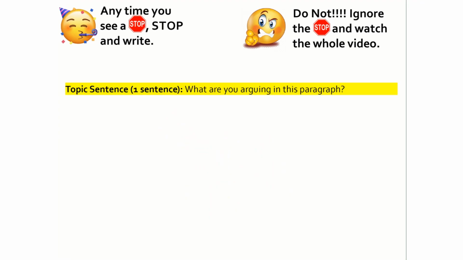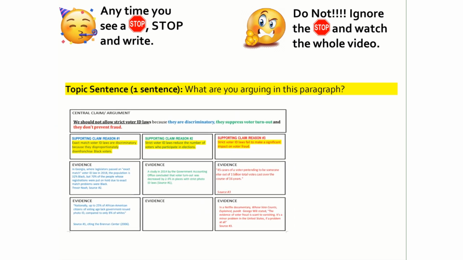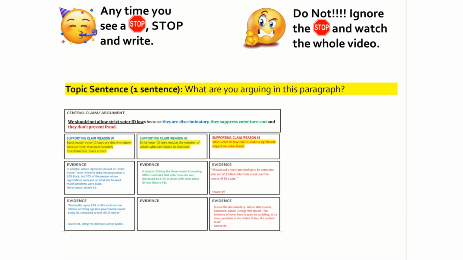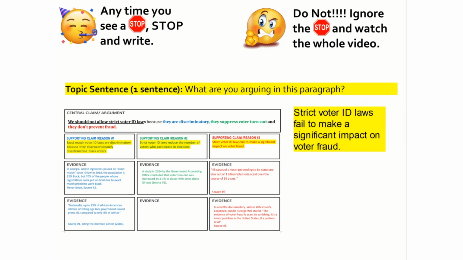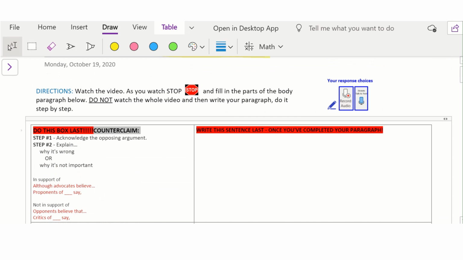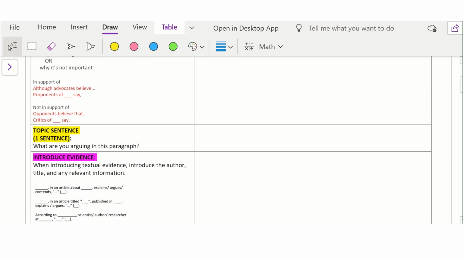So the next step is to write your topic sentence. What are you arguing in this paragraph? You've already written the sentence. It is the reason that you chose. So mine is, strict voter ID laws failed to make a significant impact on voter fraud. Let me show you where you're going to write that. You're going to go ahead and paste that reason, that topic sentence, right here.